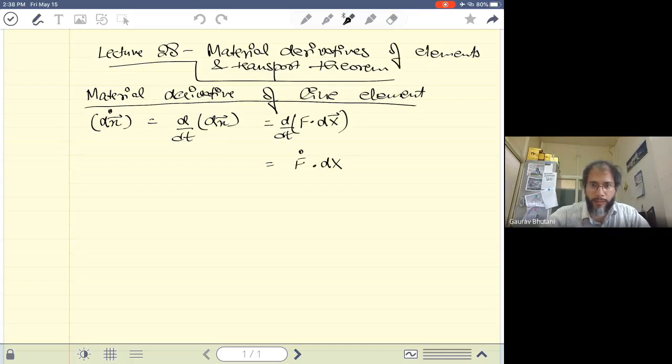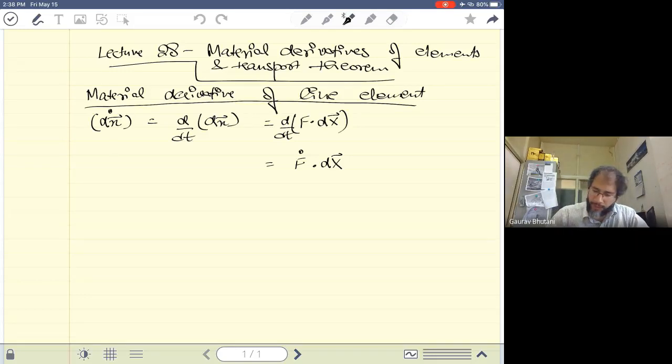And there's no second term because the time rate of change of dX is 0, because dX is defined in the reference coordinate system. Since the reference coordinate system is defined at a given time, that is d equal to 0. So as the configuration changes, the reference configuration still is the same. There's no change in the reference configuration with time. That is frozen in time. So d by dt of dX is 0. Okay, so that is what we have here.